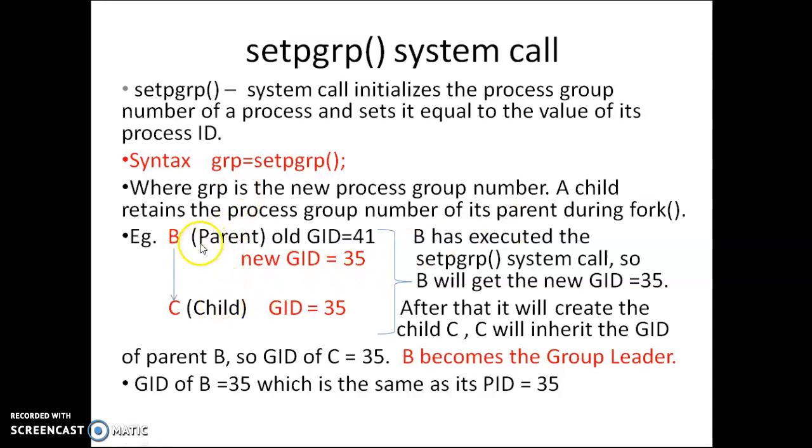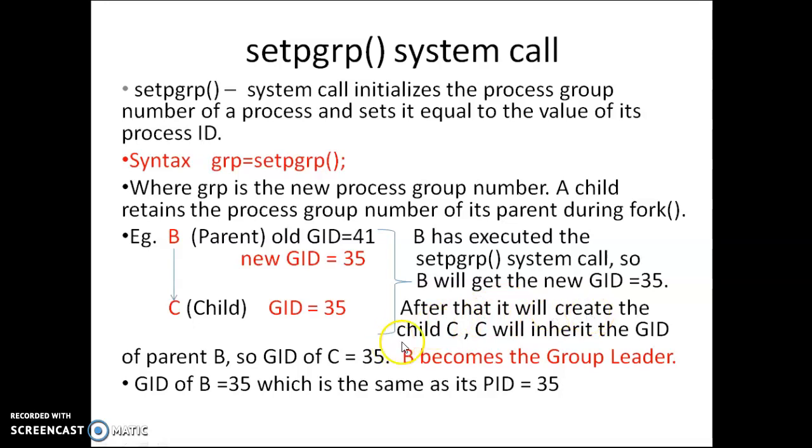That also we will see now. For example, B is the parent and its old group ID is 41, and it will create a child process. So first we see that B is a parent, its old group ID is 41. So B has executed a setpgrp system call, so B will get a new ID. See, B has executed the setpgrp system call, so it is getting a new group ID, that is 35.